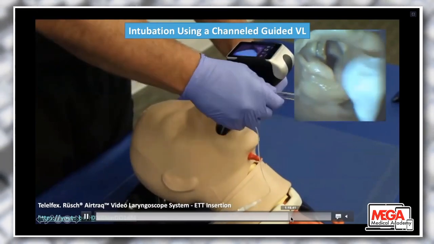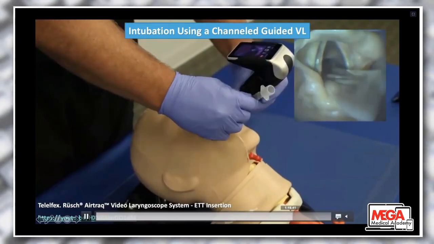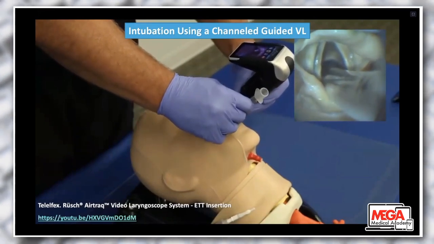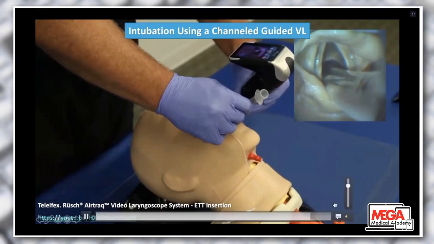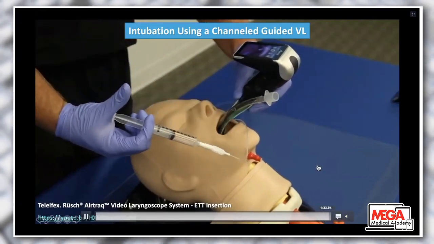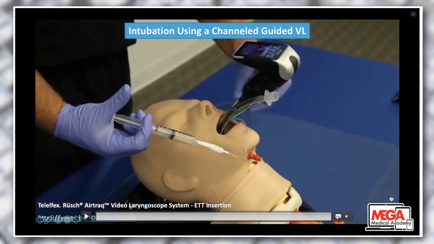And then advance the tube through the glottis. Hold the tube in place, remove the scope from the channel, and get your scope outside. Don't forget to inflate the cuff of the endotracheal tube.